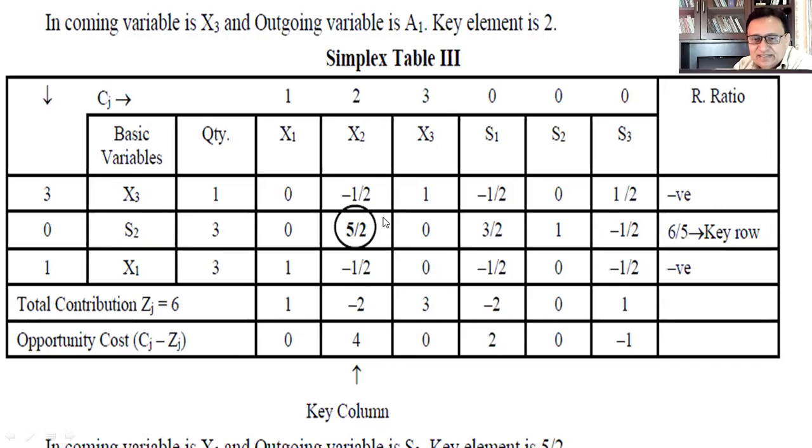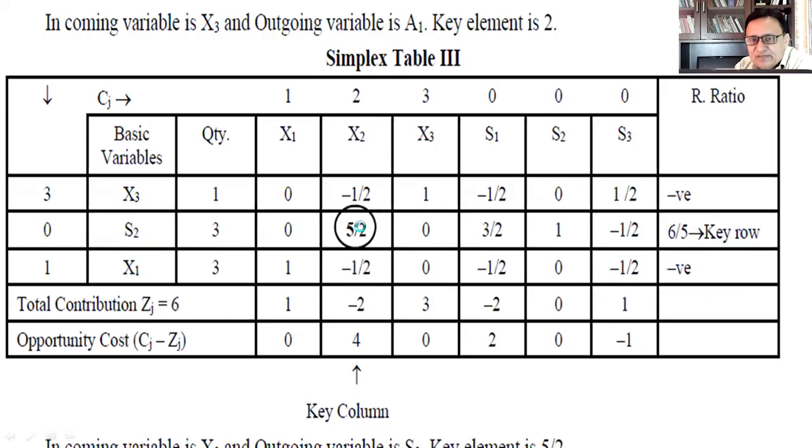So here it is 1 divided by minus 1. So a negative ratio will not be considered. 3 divided by 5 by 2 is 6 by 5. Then 3 divided by minus 1 by 2. Again it is negative. So the only positive ratio is 6 by 5. So 5 by 2 will be the key element.